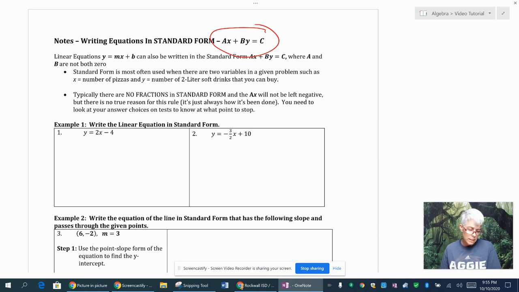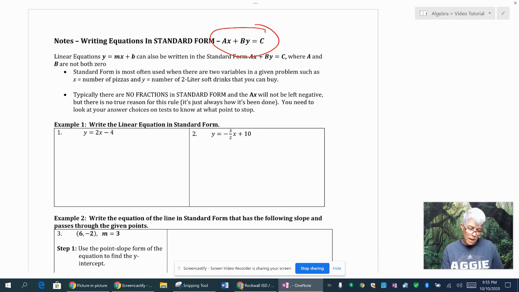x might be the number of pieces, and y might be the number of 2-liter soft drinks that you can buy. What we're basically going to do is rearrange things, kind of like a puzzle, until they're in standard form. The very first two examples are in slope intercept form, so we're going to move things around. We've already done a little bit of this.